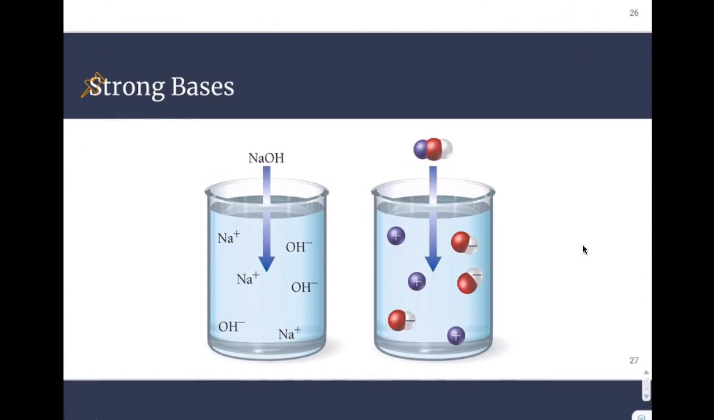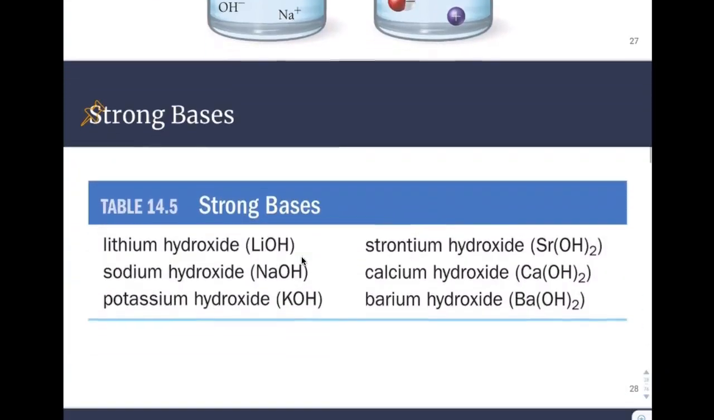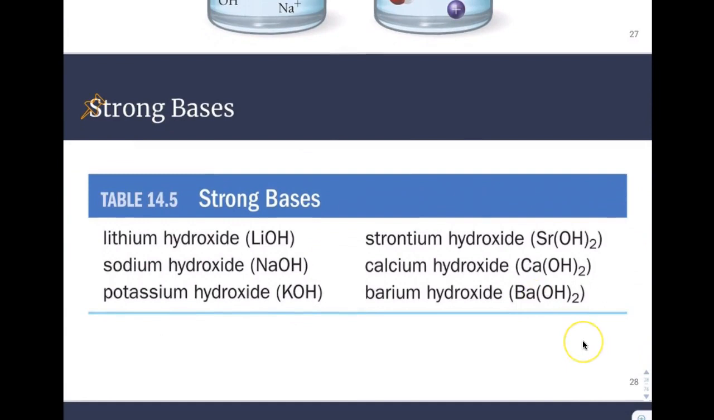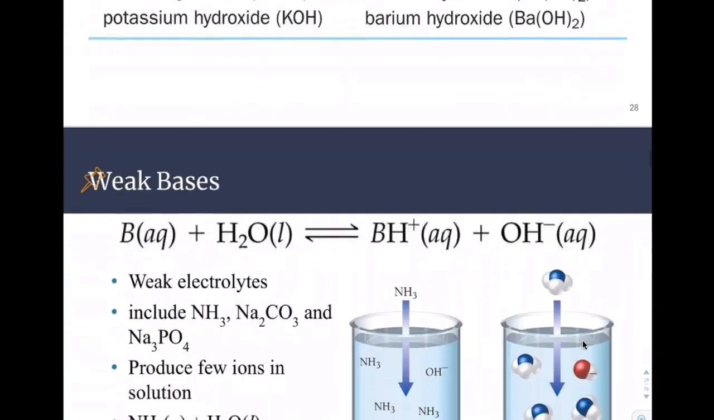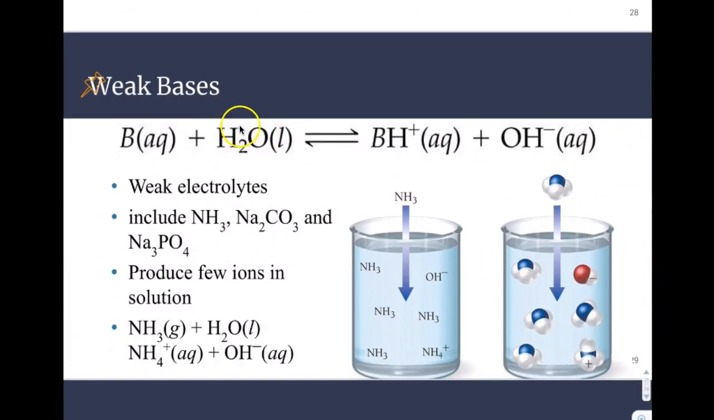Bases are exactly the same. So strength has to do with how well it breaks apart. If you put sodium hydroxide in water, it 100% breaks apart into sodium and hydroxide ions. Here is a list of strong bases. You have a list of strong bases on your memorization sheet. Weak bases, just like weak acids, go back and forth. And so they're weak electrolytes.